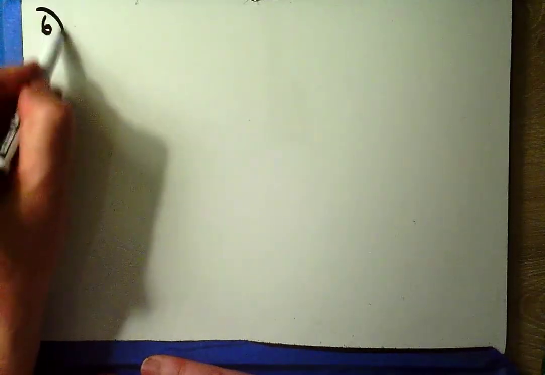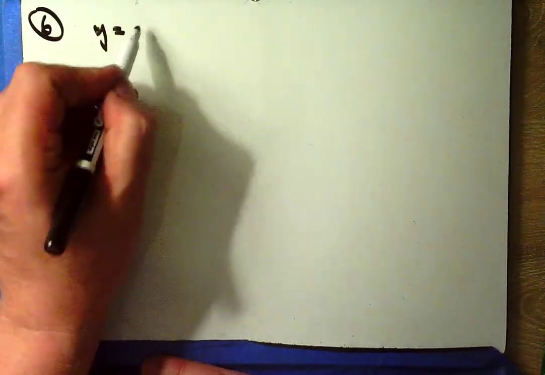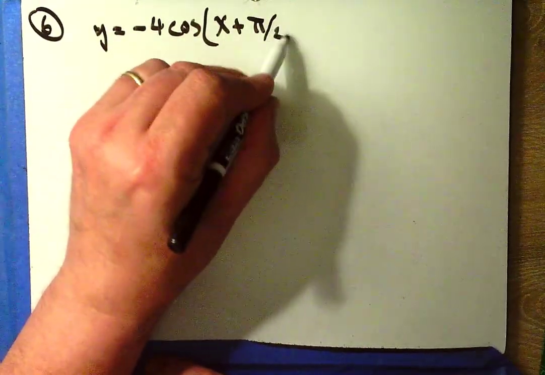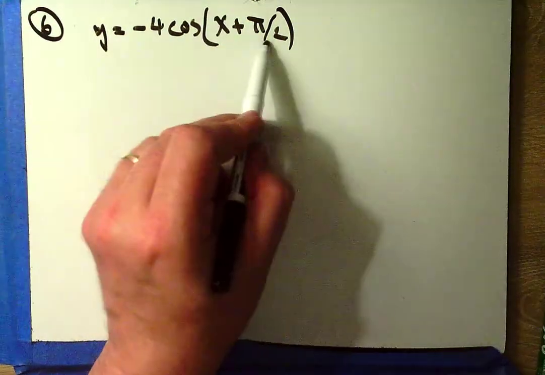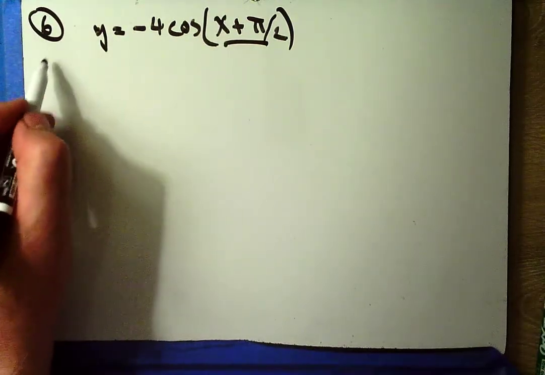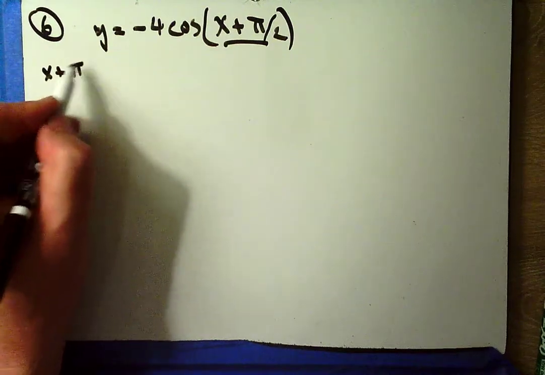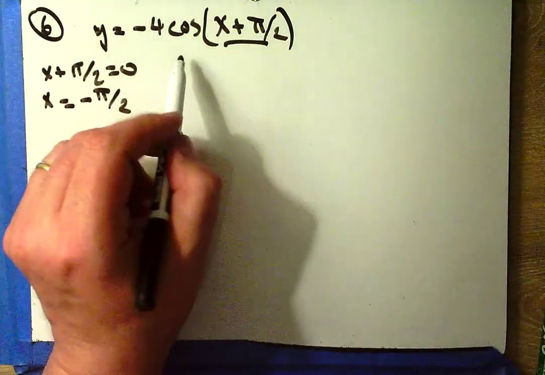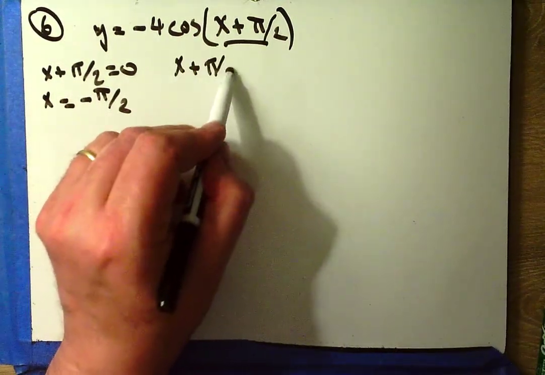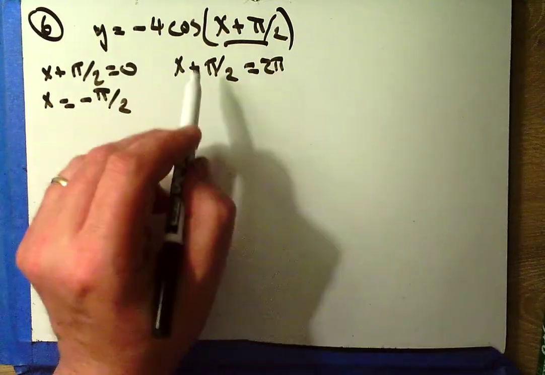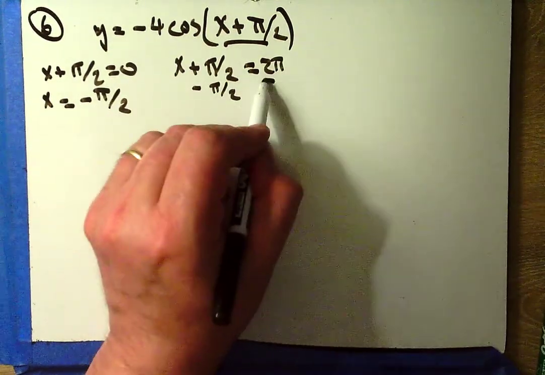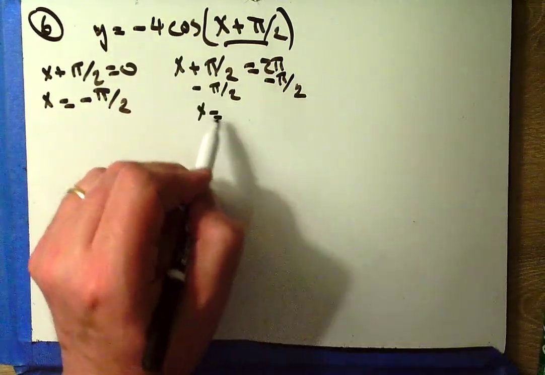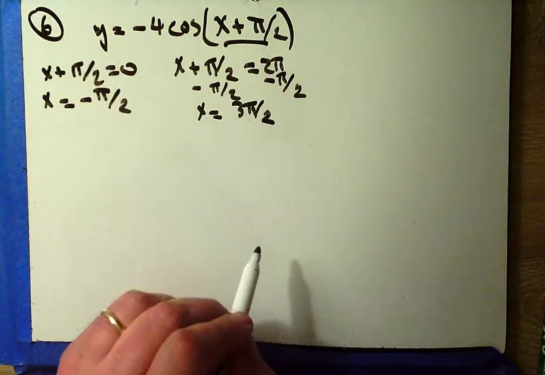Let's take a look at 6. 6 is a negative cosine. y equals negative 4 cosine of (x plus pi over 2). Okay, so I set the argument equal to 0 and 2 pi for cosine. x plus pi over 2 equals 0. So x equals negative pi over 2. And x plus pi over 2 equals 2 pi. So if I subtract pi over 2 from both sides, 4 pi over 2 minus 1 pi over 2 gives me x equals 3 pi over 2.